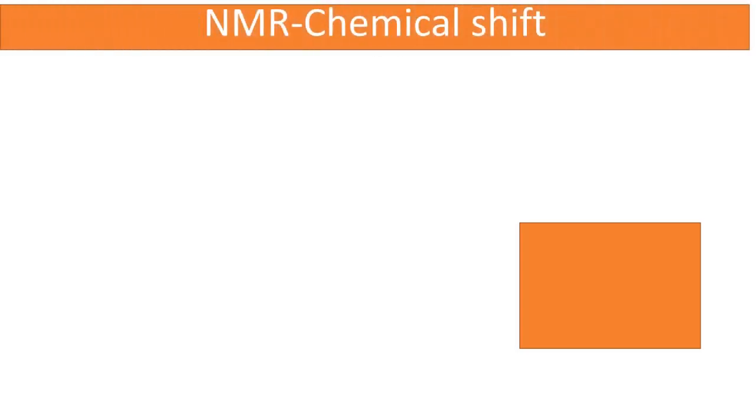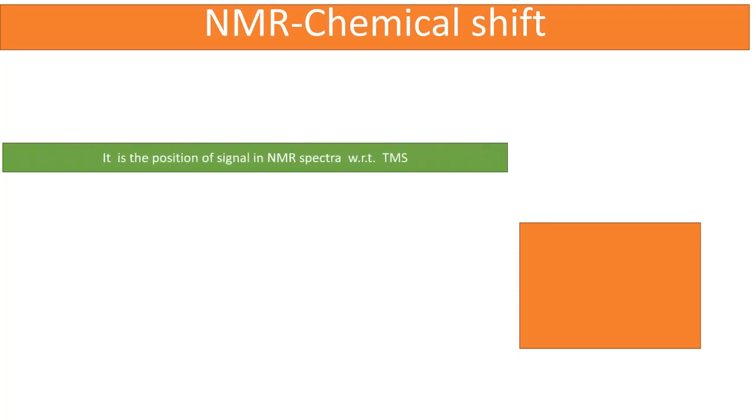In this video, we are going to discuss the chemical shift in NMR spectroscopy. In NMR spectroscopy, the chemical shift is used to find out the electronic environment of the nucleus. So, it is the position of the signal in the NMR spectrum with respect to TMS.